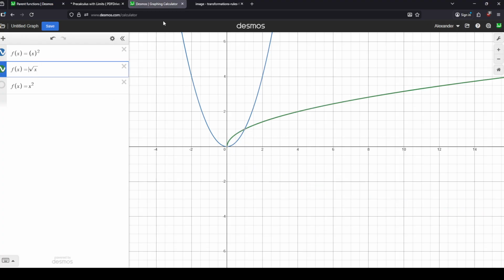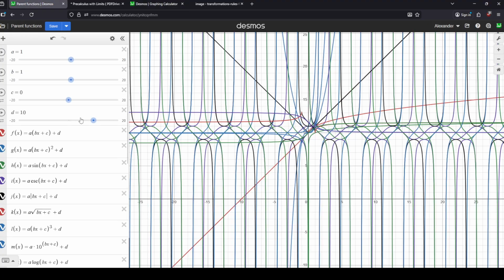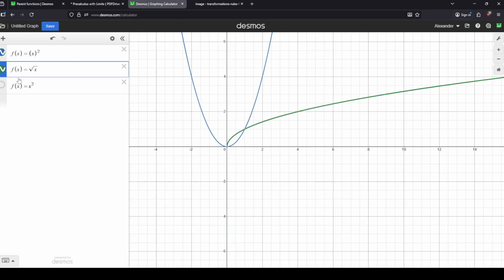And again, this doesn't just work for these two parent functions. These are just the nicest functions I could show you. And I could show you them all at the same time, but it would look like this. We're just going to look at these two for now.